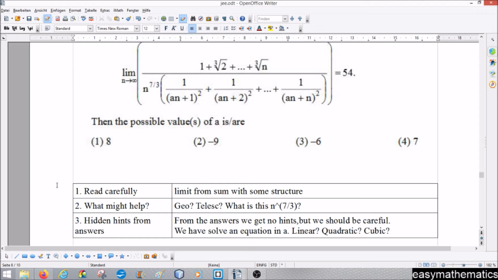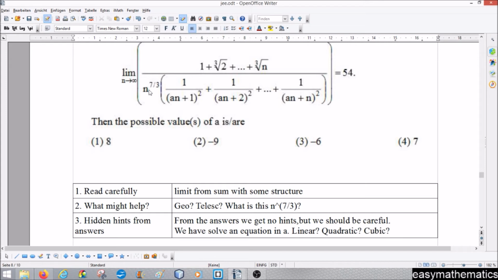And we have a mysterious n to the power 7/3 in the denominator here. Okay, this is also for a special purpose. It's not there to make you afraid of something. It's there because we will get a nice result. So in the first step we ignore this n to the power 7/3, but we will see it's there on purpose.